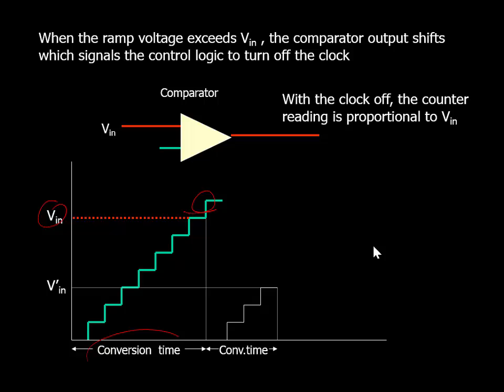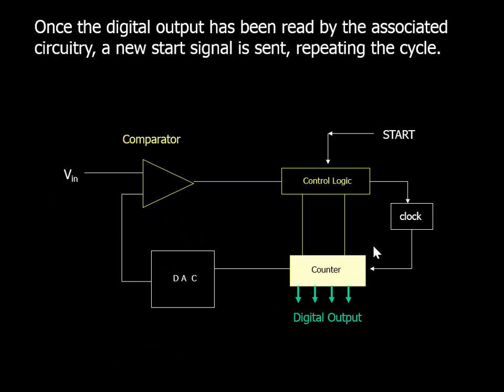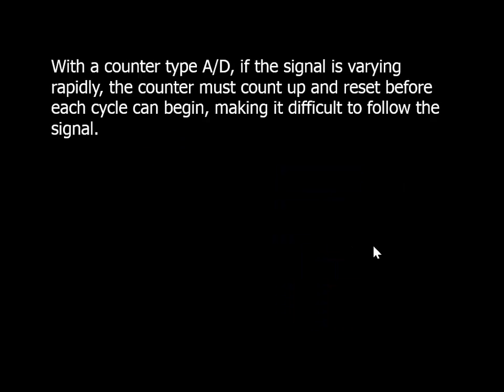Now, the specified conversion time is the time it would take to read the max of the signal. So our conversion time varies with this type of A to D. And the reason it varies is the sooner the comparator trips, which is the lower the voltage, the sooner that happens. It depends on the input signal size. Once it's been read, we start the process over again.